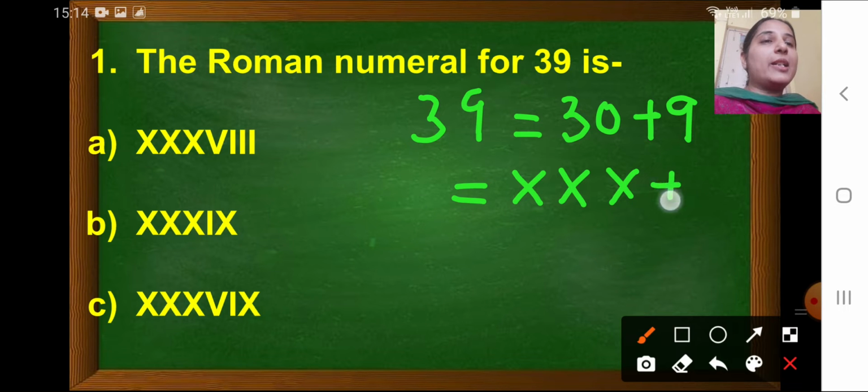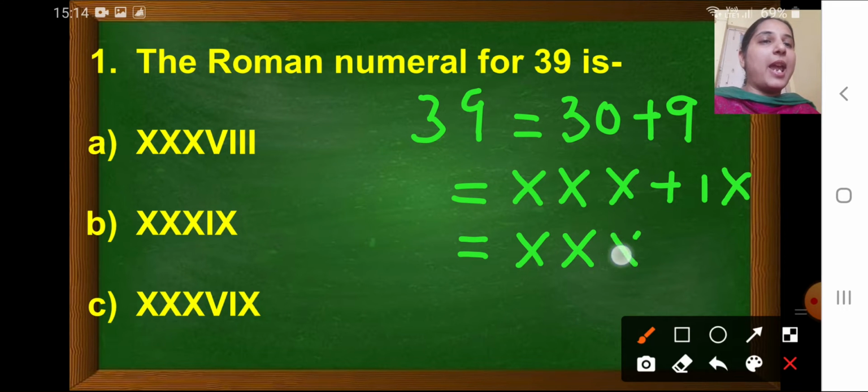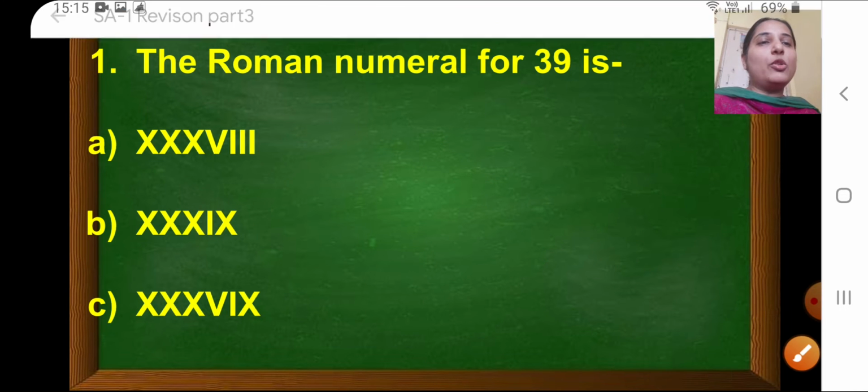And then how do we write 9 in Roman numeral children? Yes, IX. Now let's write them together. To write the number 39, it will be XXXIX. So can you find this option children in the given options A, B and C? Yes. So which is the correct option? Yes, option number B is the correct option. That is XXXIX. Okay. Now let's move to the next question.